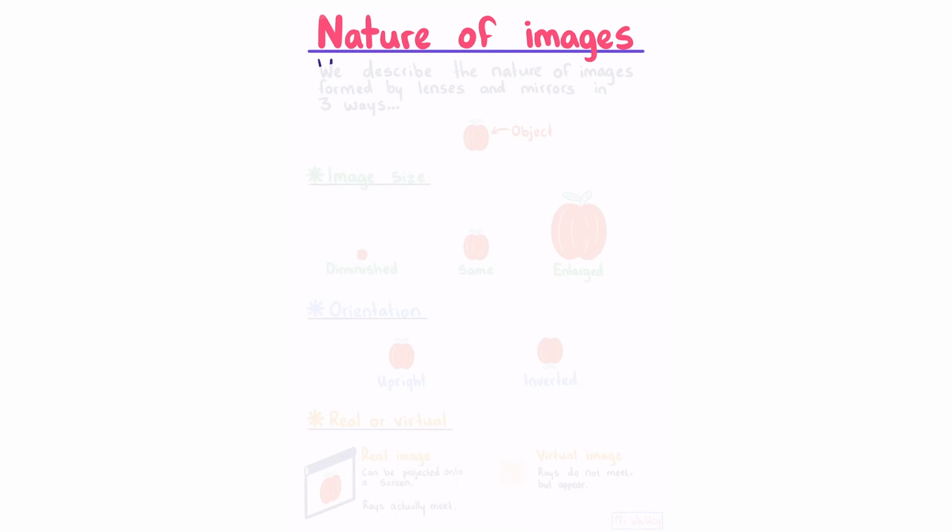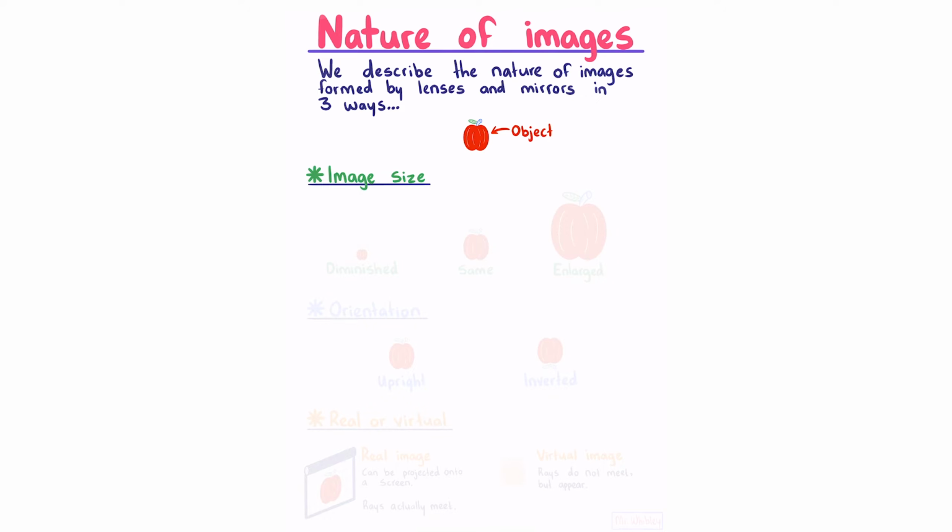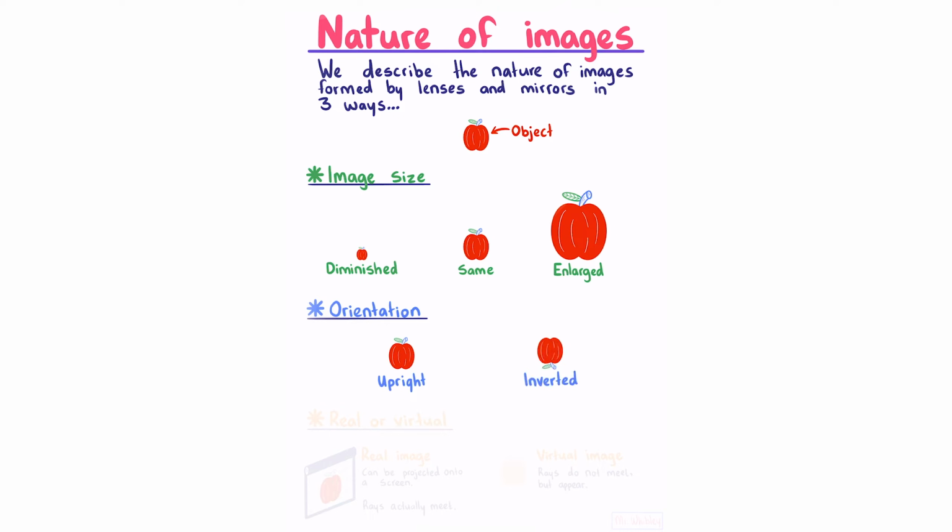Nature of images. We describe the nature of images formed by lenses and mirrors in 3 ways. So if we consider an object, our image size could be either diminished, the same size, or enlarged. The orientation can be either upright or inverted. And we can also say whether the image is real or virtual.